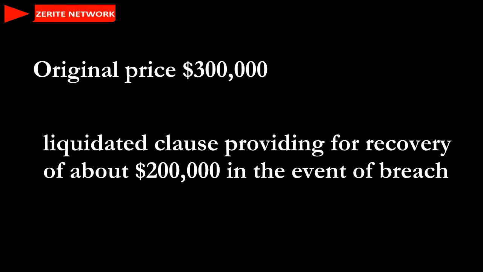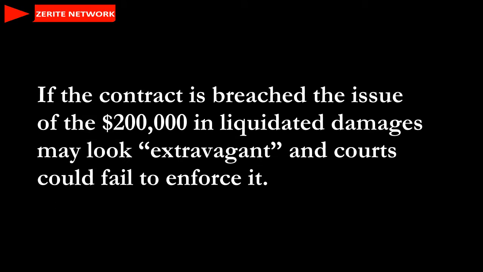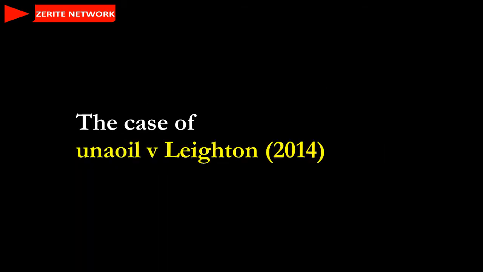In order to understand that, let's look at an example. Imagine a situation where you are contracting with another company. In that contract, the original price is something like $300,000, and you have a liquidated damages clause providing for recovery of about $200,000 in the event of a breach. Let's say later you agree to reduce the price of the contract to $210,000, but you do nothing about the liquidated damages. If the contract is breached, the $200,000 in liquidated damages may look extravagant, and courts could fail to enforce it. This was the case in Unioil v.